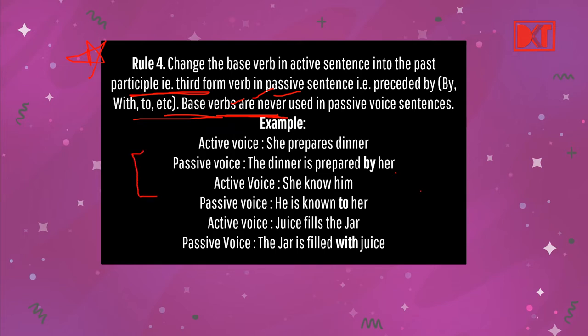एक्टिव वॉइस में अगर हम कह रहे हैं she prepares dinner, सो इसको हमने पैसिव वॉइस में चेंज करने के लिए कर तो दिया, इसका सब्जेक्ट को ऑब्जेक्ट बना दिया, ऑब्जेक्ट को सब्जेक्ट बना दिया, पर जो वर्ब है ना prepares ये भी हो जाएगा पास्ट पार्टिसिपल. क्या हुआ इसका पास्ट पार्टिसिपल, the dinner is prepared by her. Okay, next example, here it says she knows him. Okay, I am sorry, it should be she knows him. Okay, पैसिव वॉइस में चेंज हो जाएगा, he is known to her. यहां पे क्या आ गया, to आ गया, और जो वर्ब है वो पास्ट पार्टिसिपल हो गया knows का, known. Alright, similarly active, juice fills the jar, so इसका पैसिव वॉइस में the jar is filled with juice, जूस से जार भर गया, so the jar is filled with juice.